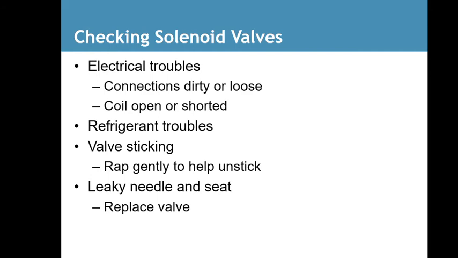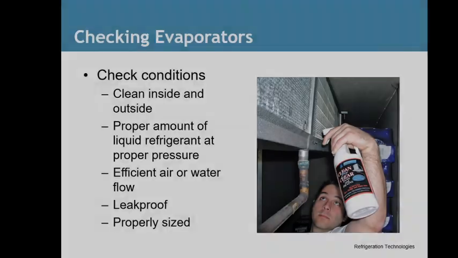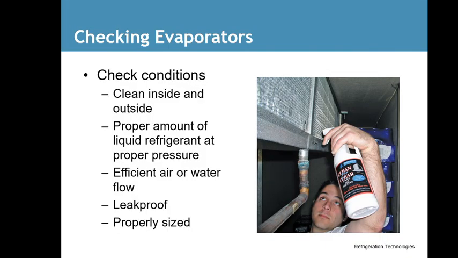Checking solenoid valves. Electrical troubles: connections dirty or loose, coil open or shorted. Refrigerant troubles: valve sticking, wrap gently on it to unstick, leaky needles and seats, replace valve. Clean the inside and outside, and if possible, always clean from the inside out.